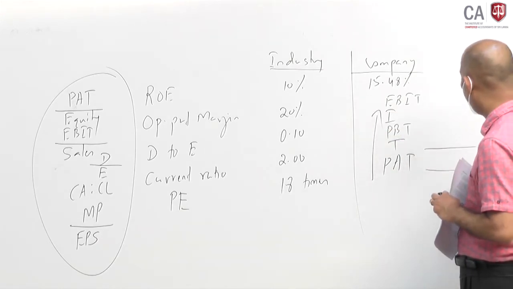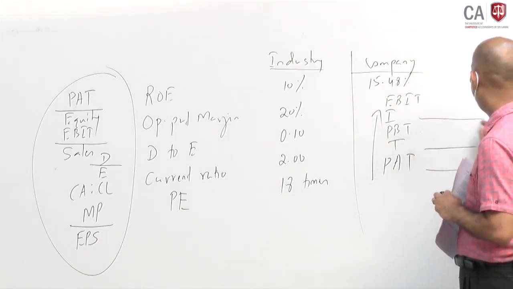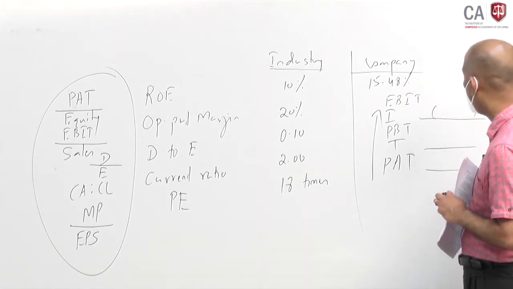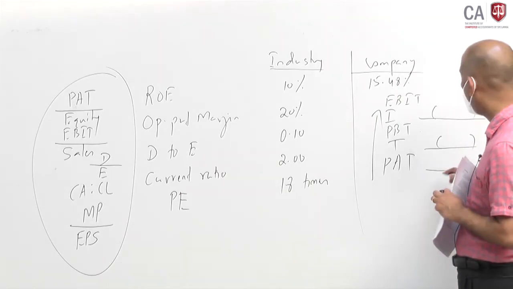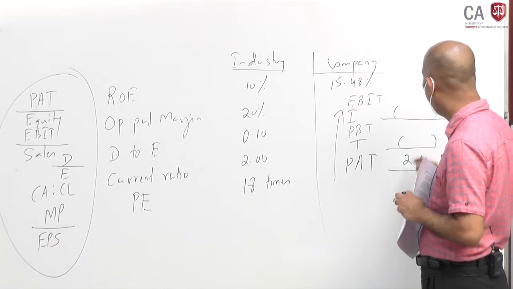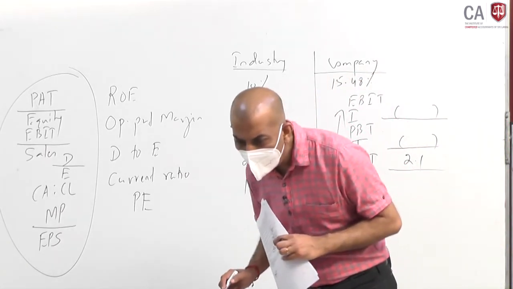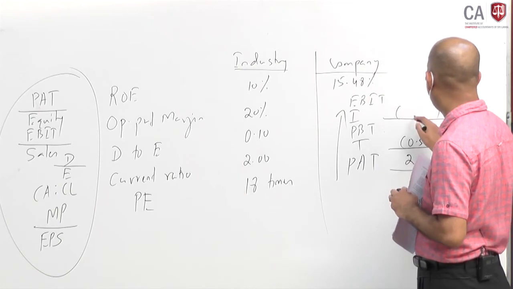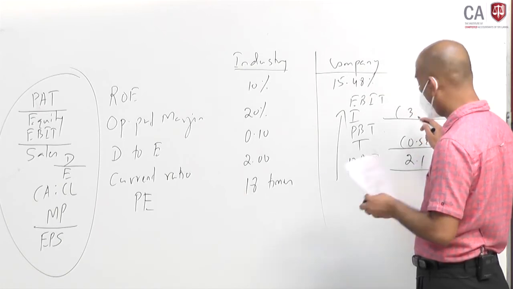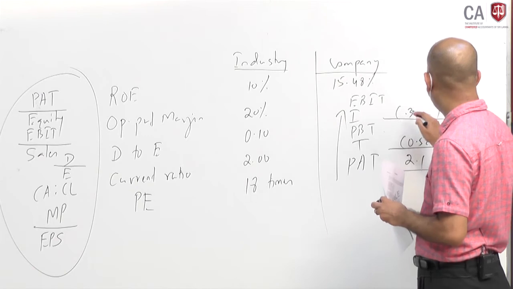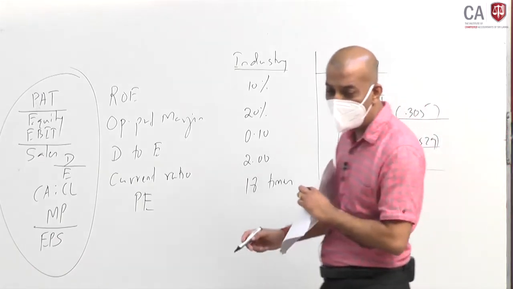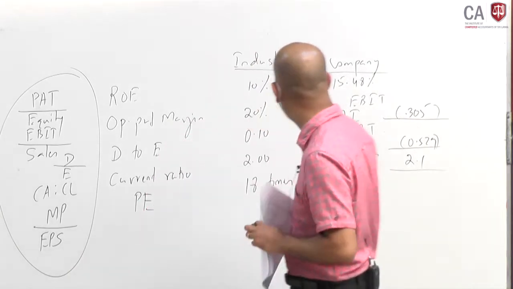We get profit after tax. So from EBIT you minus I, then you get profit before tax, then you minus tax, then you get profit after tax. So we got the profit after tax at 2.1 billion and tax is 529 million, then you get your finance cost, 305 million. So when you go backward, your EBIT is coming to 2.9 billion.